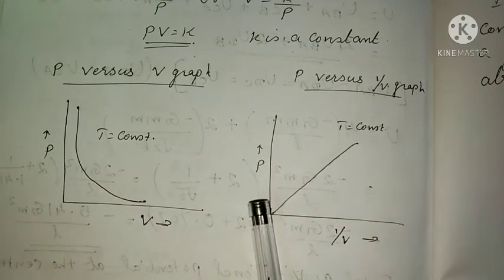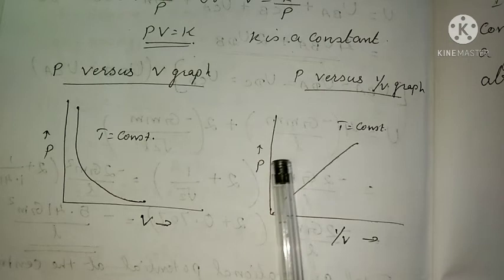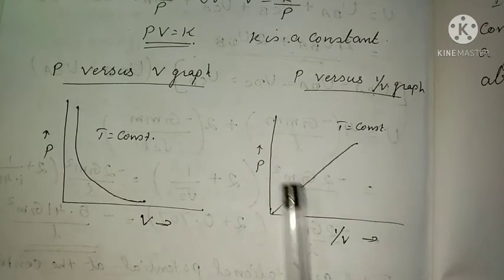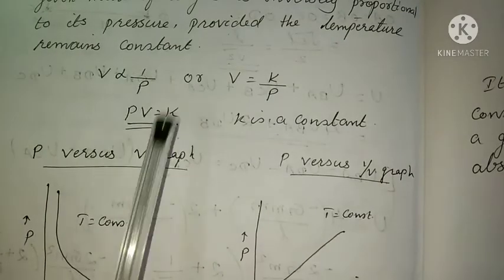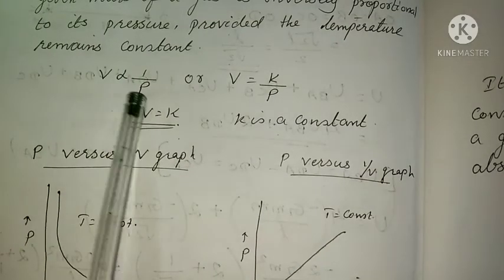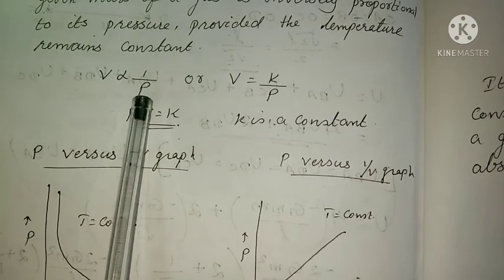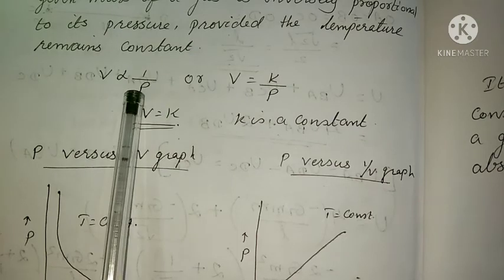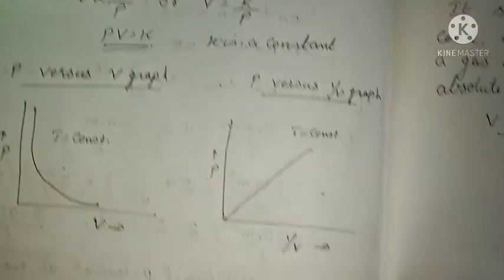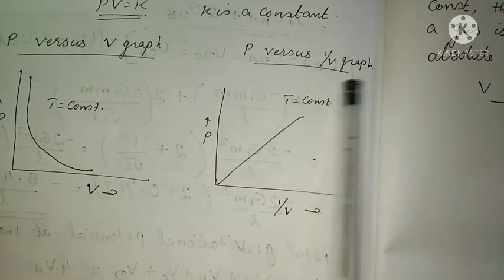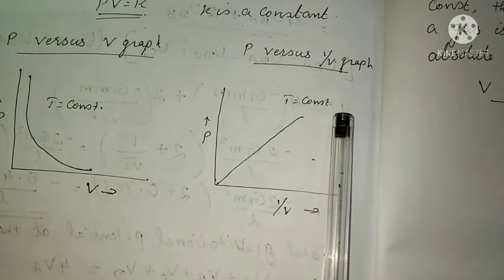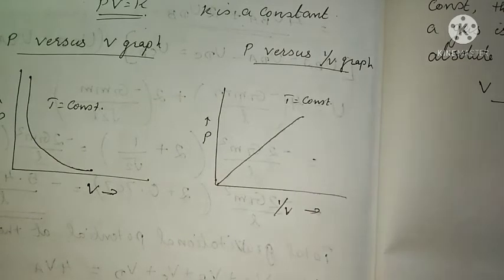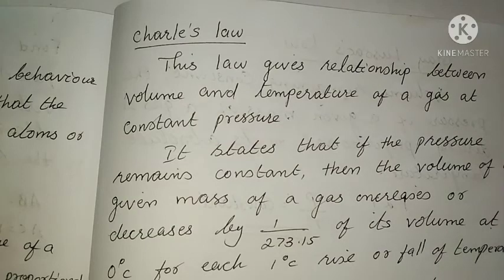And from the equation we know that P is directly proportional to 1 by V. So we can write P proportional to 1 by V, and P and 1 by V are directly proportional to each other. So the P versus 1 by V graph is a straight line graph where the temperature remains constant. Clear? Second law, Charles' law.